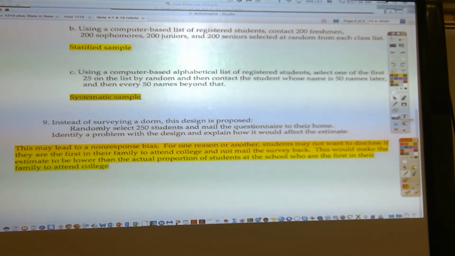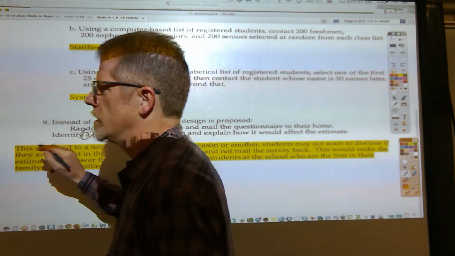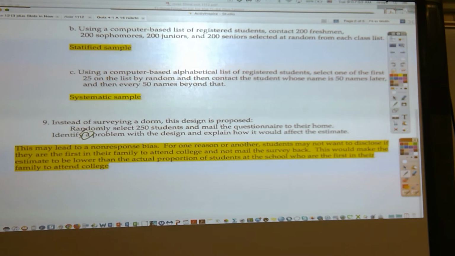Nick, go ahead. I have a question. So the question is asked, identify the problem with the design. Since the non-response bias is not the fault of the survey engineer. Yeah, well, a problem. So, Louis is here. Louis. We're just going to rubric the practice quiz. So if you have a practice quiz, just take it out.